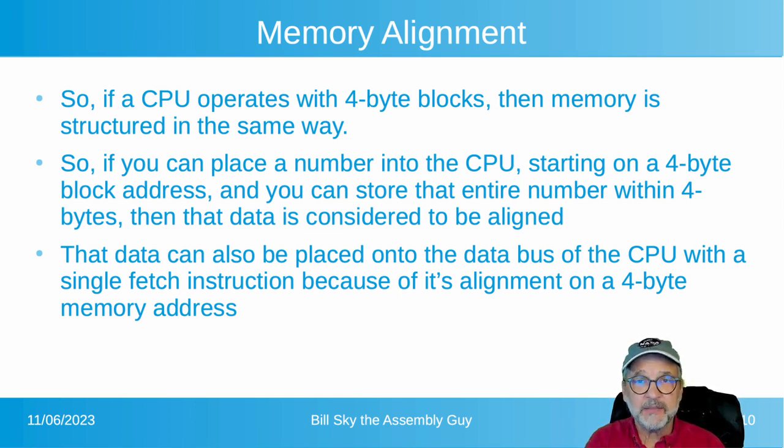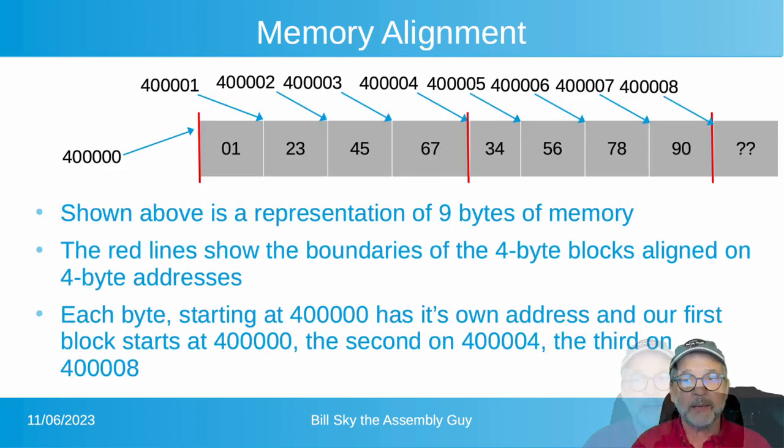In other words, think about that water pipe. If the pipe that you've got is the same size as your data, then the data just goes into the pipe all at once. That data can also be placed onto the data bus of the CPU with a single fetch instruction. We've talked about fetch a couple of times because of its alignment on a 4-byte memory boundary.